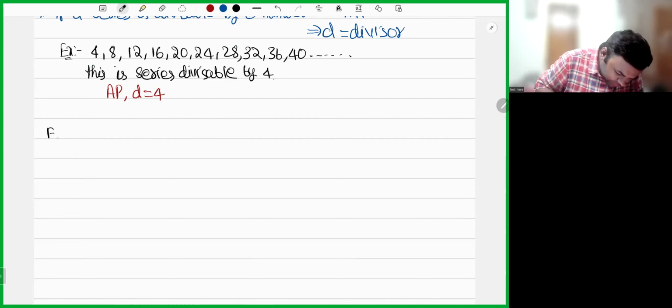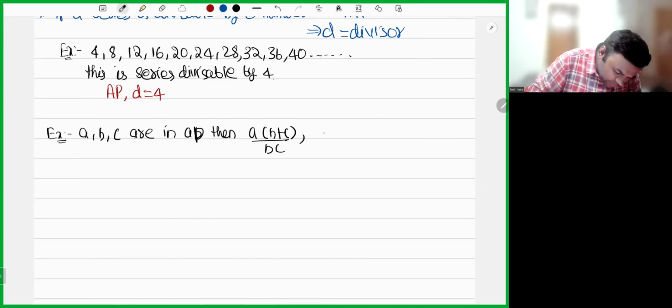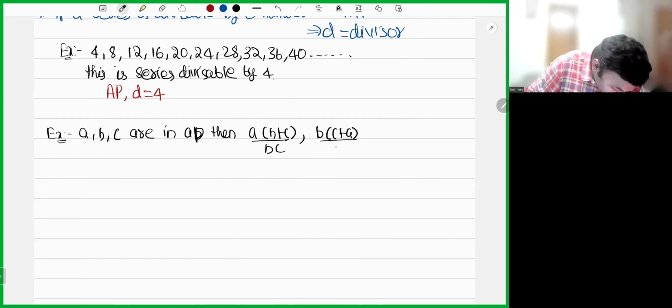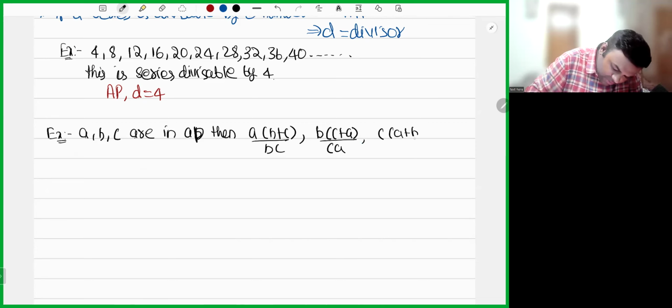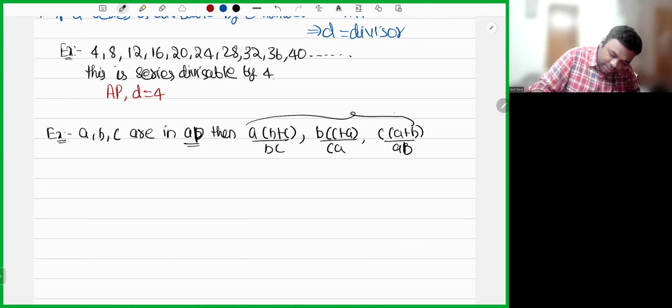Example. I am saying A, B, C are in AP. Then A into (B plus C) by BC, B into (C plus A) by CA, C into (A plus B) by AB are in what progression? If A, B, C are in AP, then what about these things? In which progression are they?